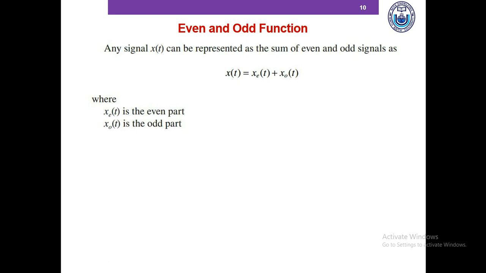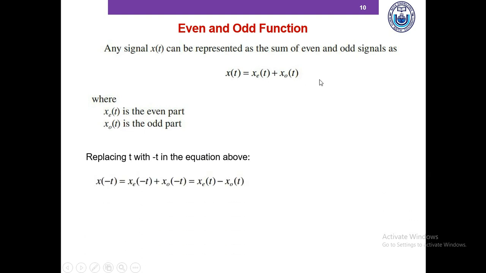So you might wonder, given that we know the signal x of t, how do we determine the even and the odd components of the signal? Let's say we know x of t, we want to find out what the even component and the odd components are. So what we do here, we replace t with minus t in the equation here, and we end up with this equation, x of minus t is equal to x e of t minus x odd of t.